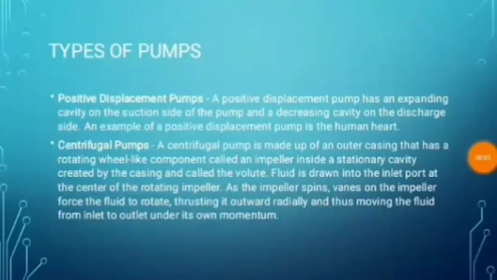There are two types of pump. The first one is the positive displacement pump. It is a pump with an expandable cavity on the suction side of the pump and a decreasing cavity on the discharge side. An example is the human heart. Another is the centrifugal pump, which is made up of an outer casing that has a rotating wheel-like component called an impeller, with a stationary cavity created by the casing called the volute.